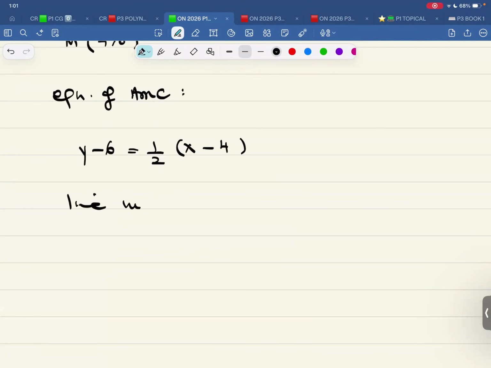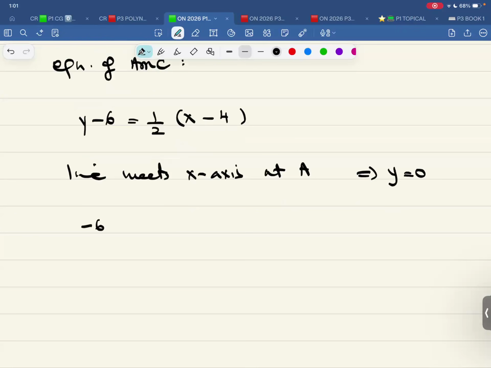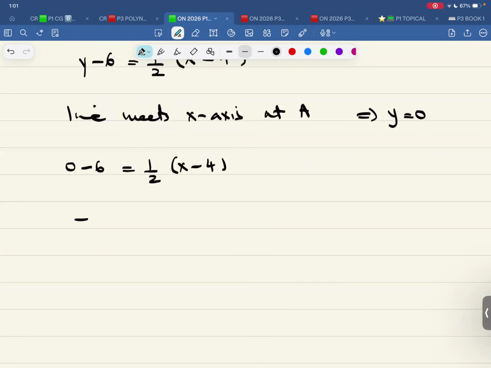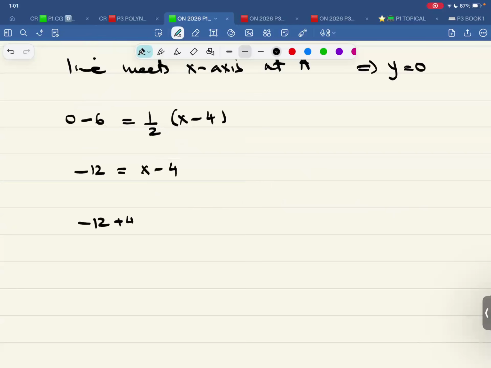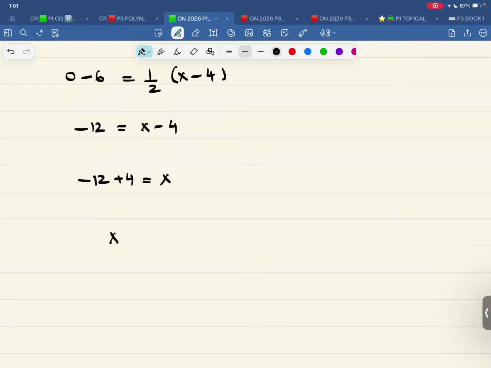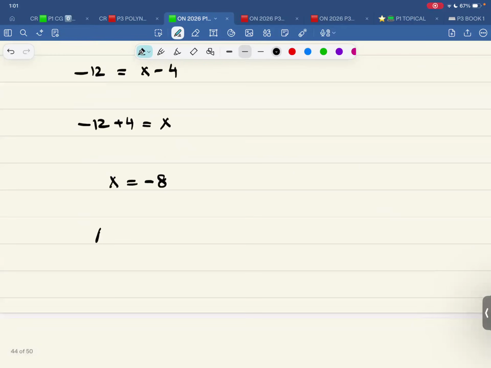The line meets the x-axis at A. So therefore, the y coordinate is 0. So 0 minus 6 is half times (x minus 4). Negative 12 is x minus 4. Negative 12 plus 4 equals x. x comes out to be negative 8. The coordinate of A is (negative 8, 0).